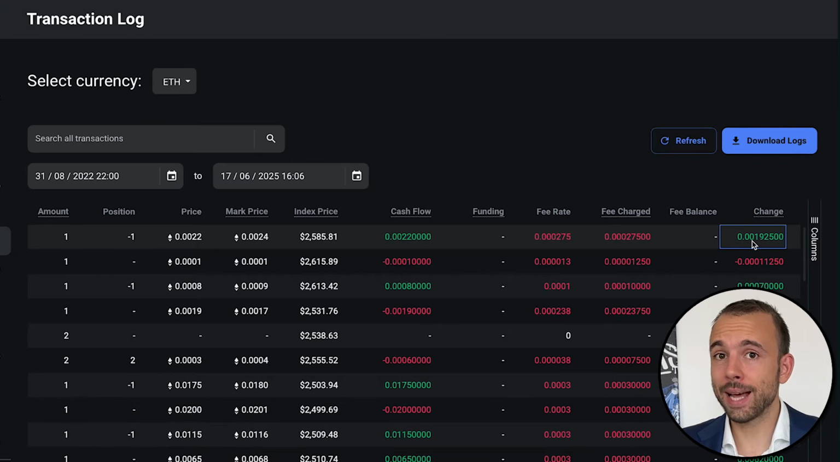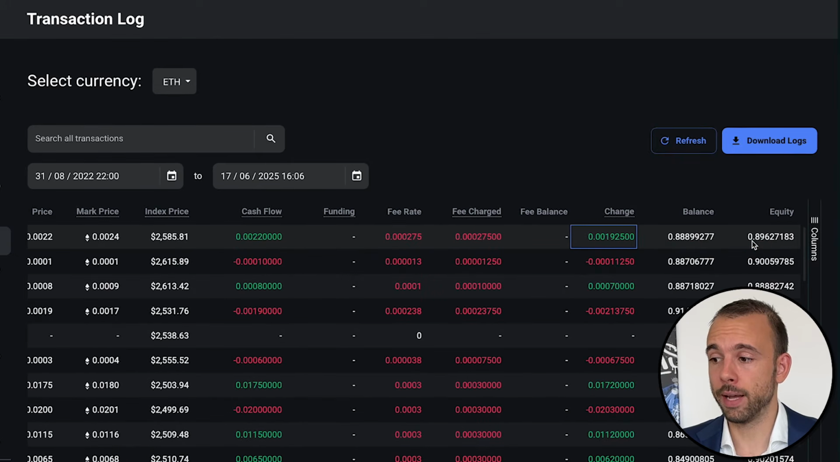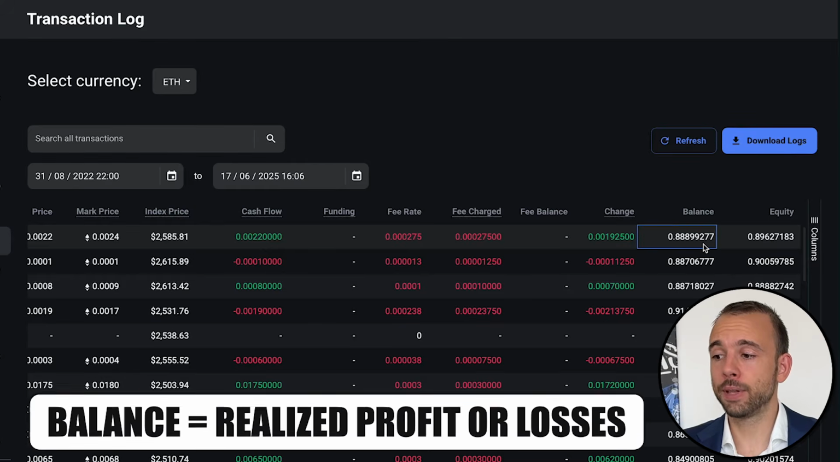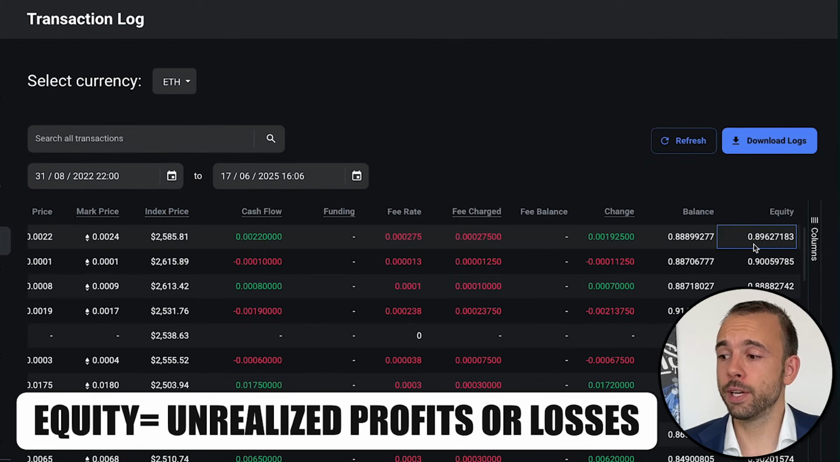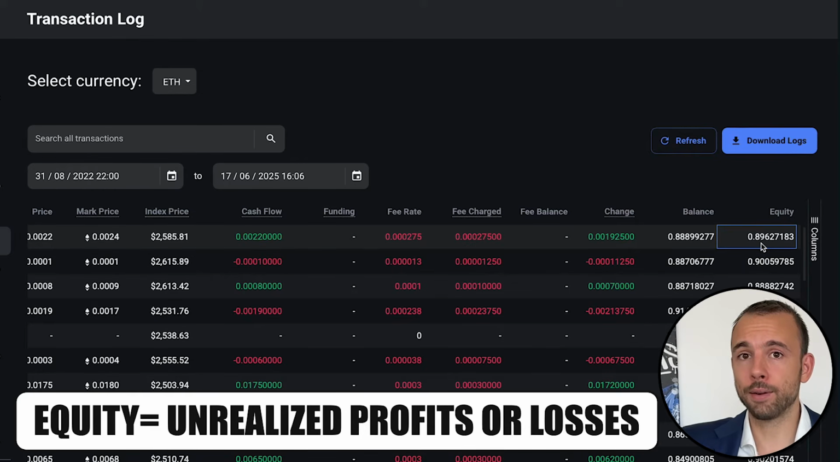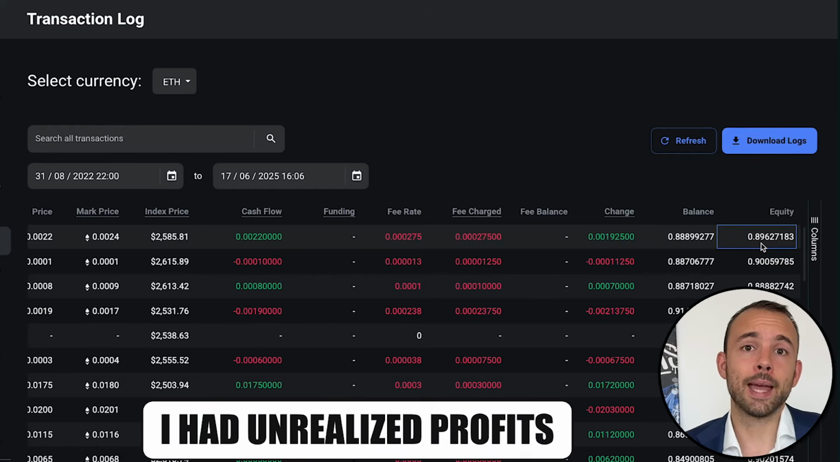And also two last important parameters that you can find. This is equity and the balance. So basically, balance reflects only realized trades, so profits or losses that were realized. And the equity figure shows unrealized profits and losses as well. So in my example, you can see that the equity is above the balance. So that means at that moment I had unrealized profits.